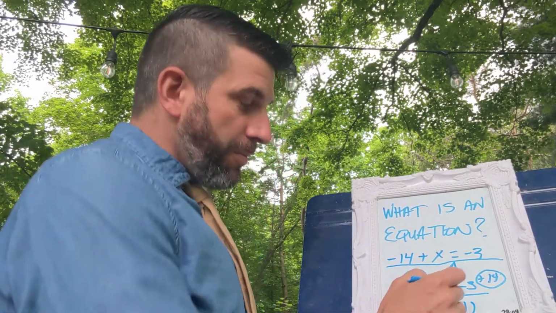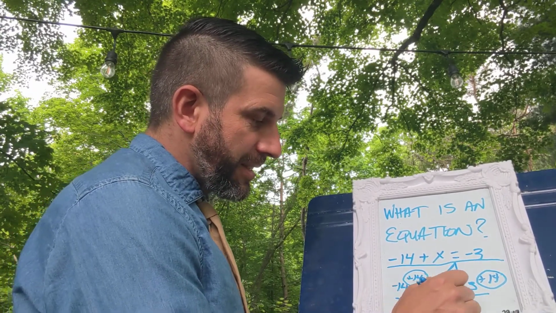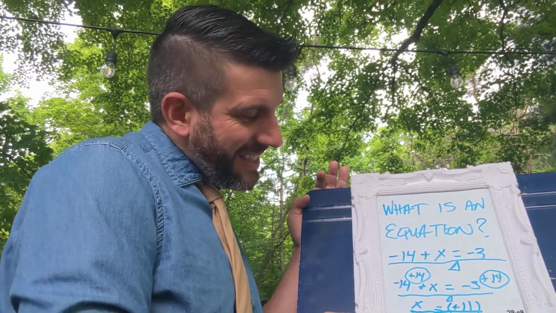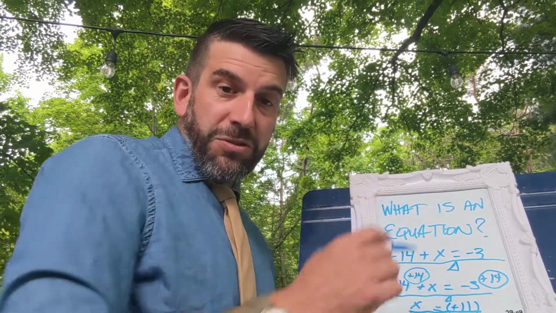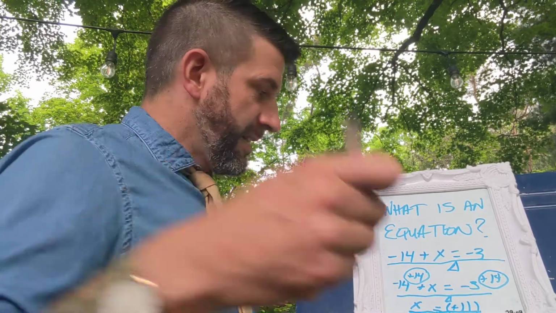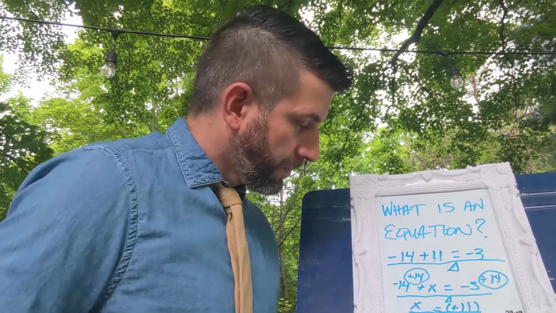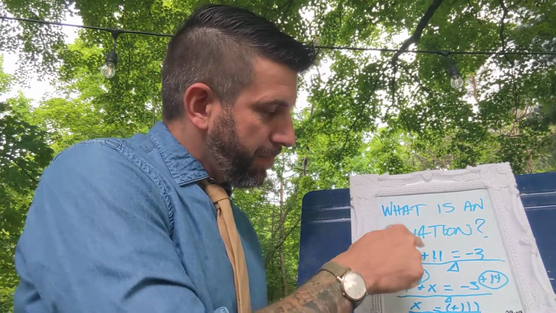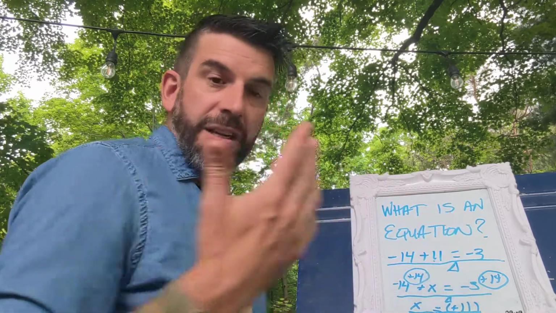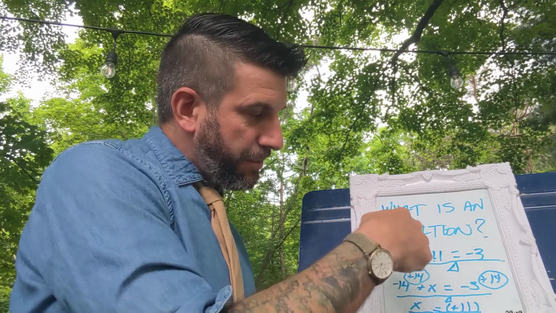So what we're saying now, this is balanced again. X is the same, there's my balance, as positive 11. That's kind of messy. Can you guys see that? X is the same as positive 11. So let's put it back into our formula and see if we're right. Because if I put 11 up here, minus 14 plus 11 equals negative 3. That is true, right? So I've tested the formula now.